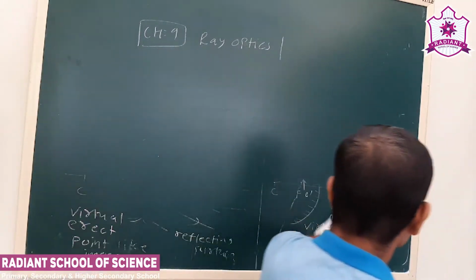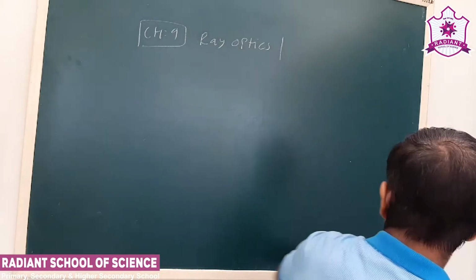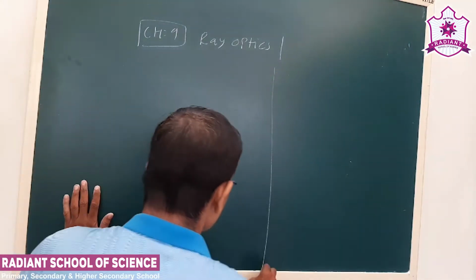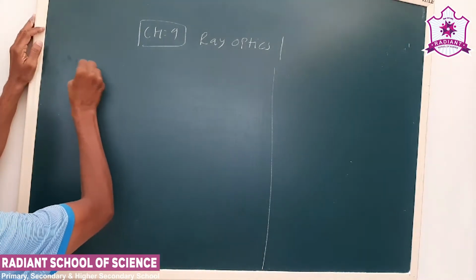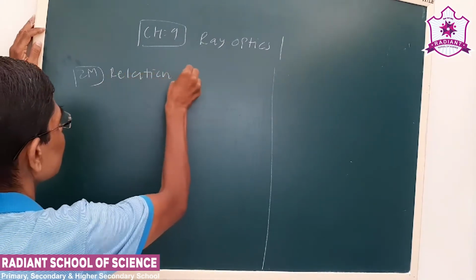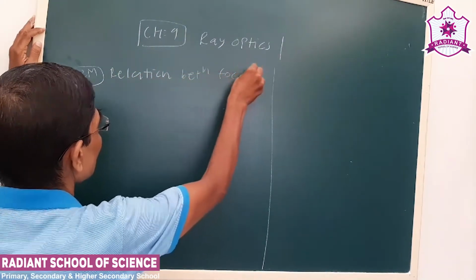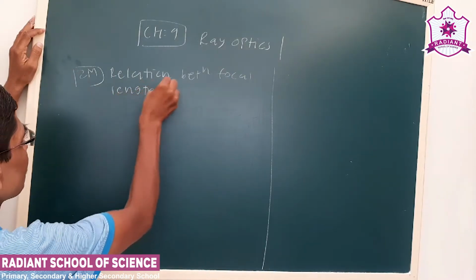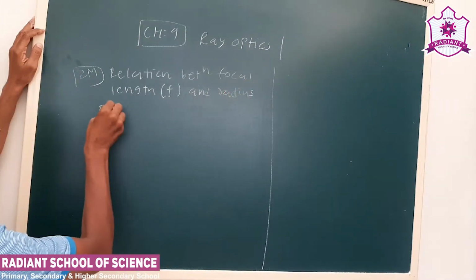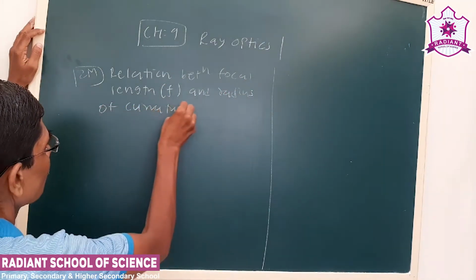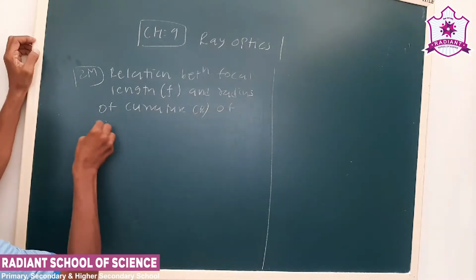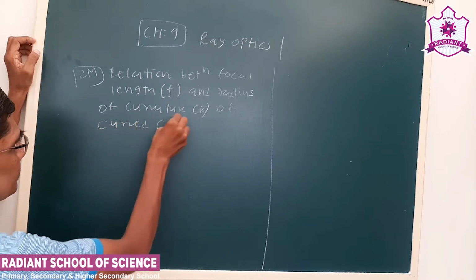Now next, we have to derive the relation between focal length and radius of curvature. See, this can be asked in a 2-mark question. Relation between focal length and radius of curvature.